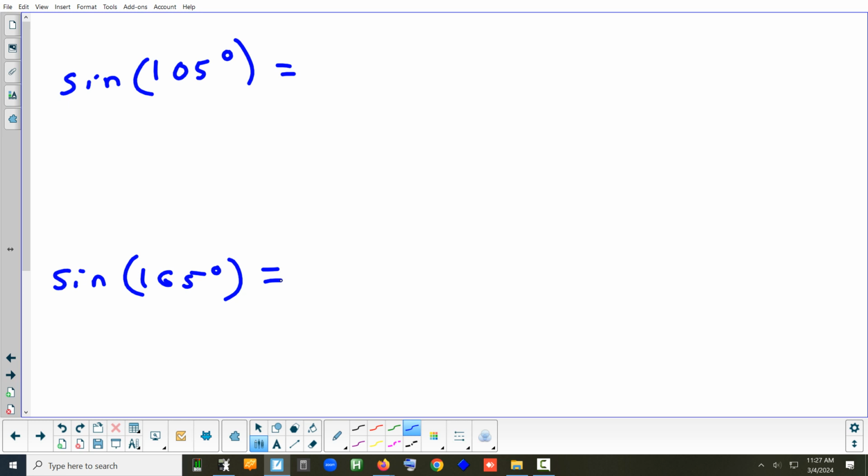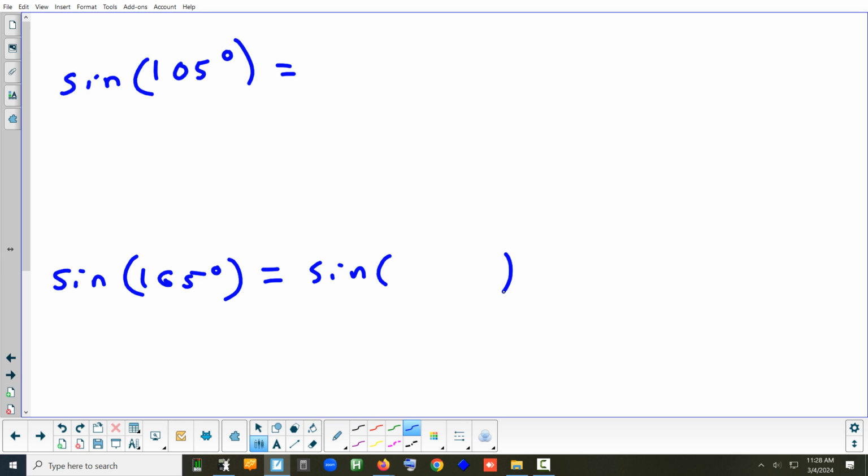So let's figure out the 165 first. Because we already figured out 105 both ways, as a sum and a difference. So let's figure out 165, and then we'll just copy our answer we did for 105. Okay, how can we break up 165?